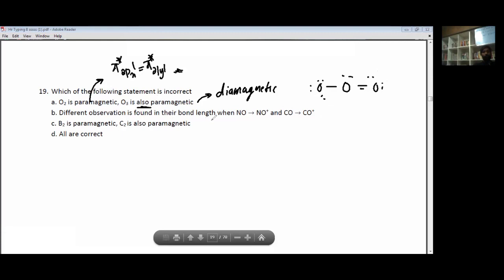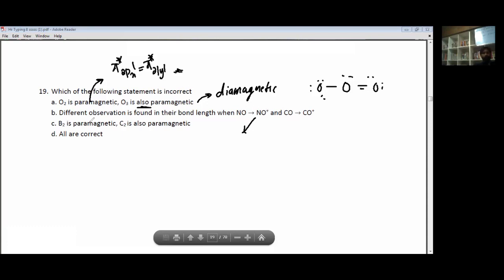The next statement: a different bond length is observed for NO and NO plus. There is a difference in electrons in NO and NO plus, and in CO and CO plus. If you write the molecular orbital configuration, there is a difference in the bonding and antibonding electrons for NO and NO plus, like that CO and CO plus. So their bond order will be different, so the bond length will be different.